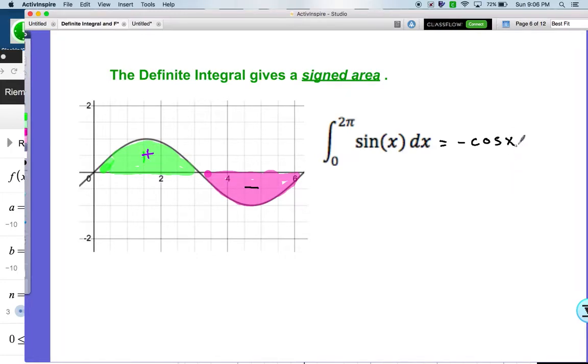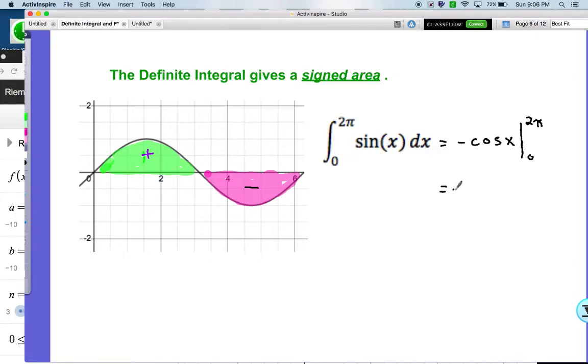Some notation that you need to make sure that you write. It's standard mathematical procedure, it's standard calculus procedure. You write your antiderivative, draw your vertical line, and then go ahead and rewrite those limits of integration. That way you don't forget that you're doing a definite integral here. The antiderivative of sine is negative cosine, and we're going from 0 to 2 pi.